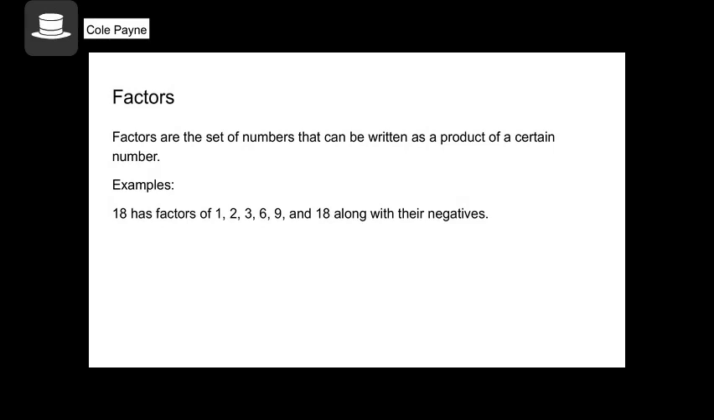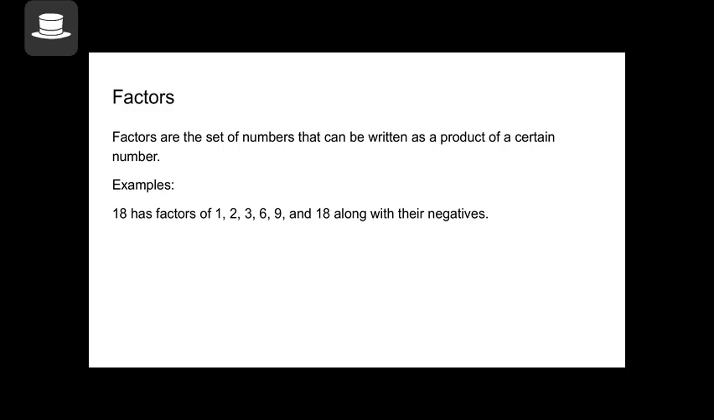Okay, so first let's talk about factors and what they are. Factors are a set of numbers that can be written as a product of a certain number. So for an example, we have 18. That would have factors of 1, 2, 3, 6, 9, and 18. And also their negatives are considered to be factors, though we won't use those a whole lot.